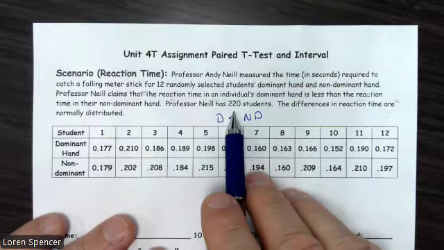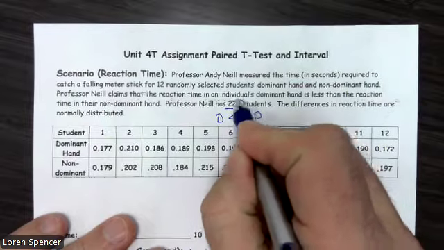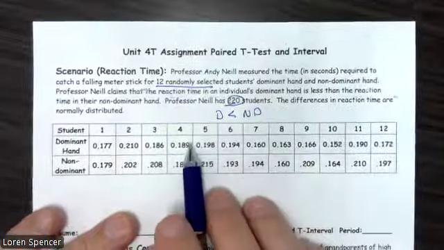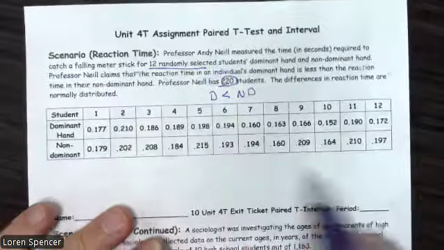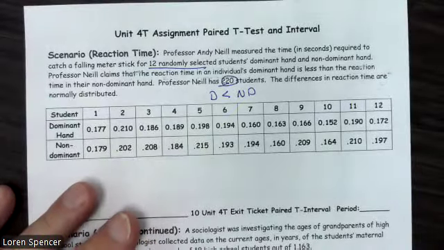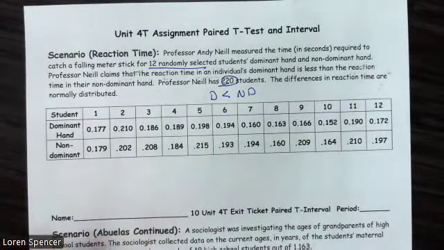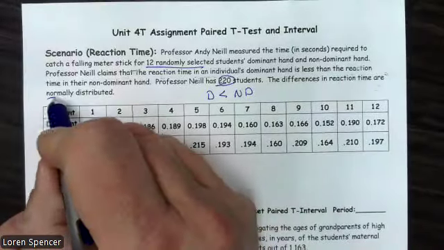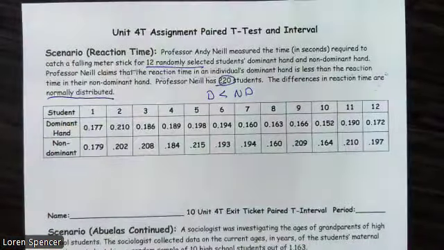Professor McNeil has 220 students. The difference in reaction times are normally distributed. All right, so they told us they were normally distributed. I'm going to act like in my problem that they weren't, but since they told me they're normally distributed, I can actually use that in my conditions.